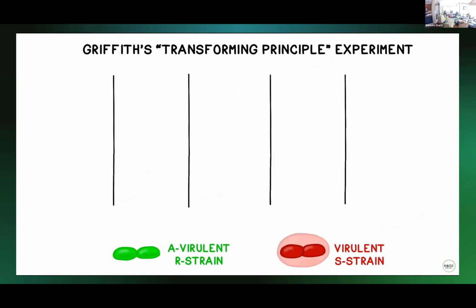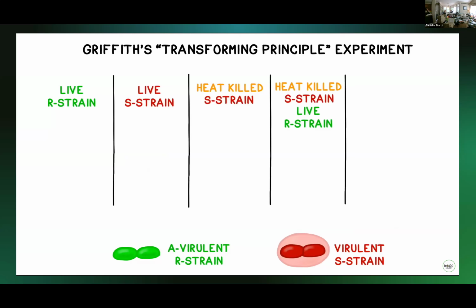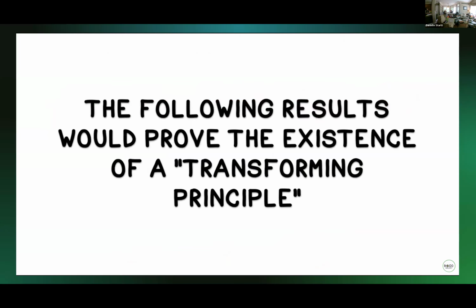To test his theory, he injected 5 types of bacteria into groups of mice: a live R strain, a live S strain, heat-killed S strain, a combination of heat-killed S strain and live R strain, and finally S strain that had been isolated from mice in the 4th group. The results of Griffith's famous experiment would confirm the presence of a so-called transforming principle.